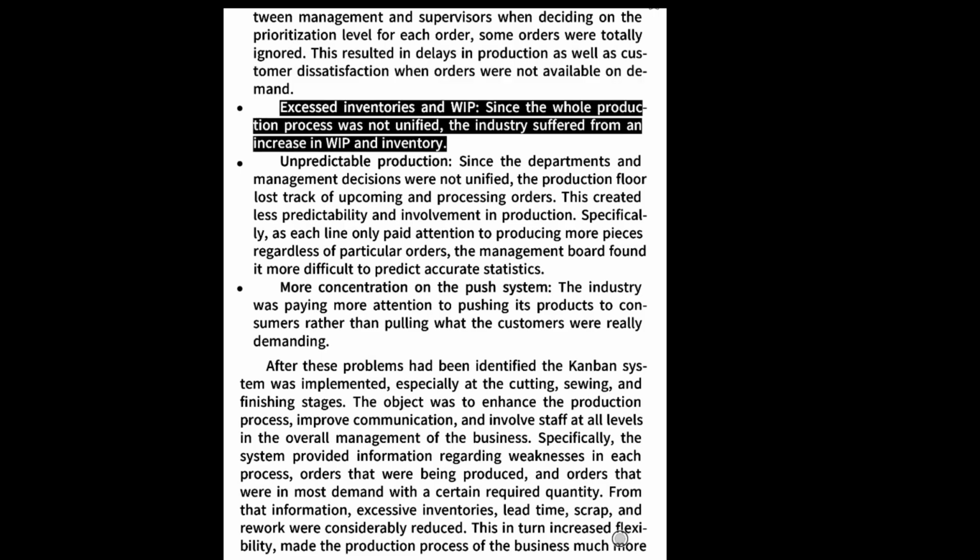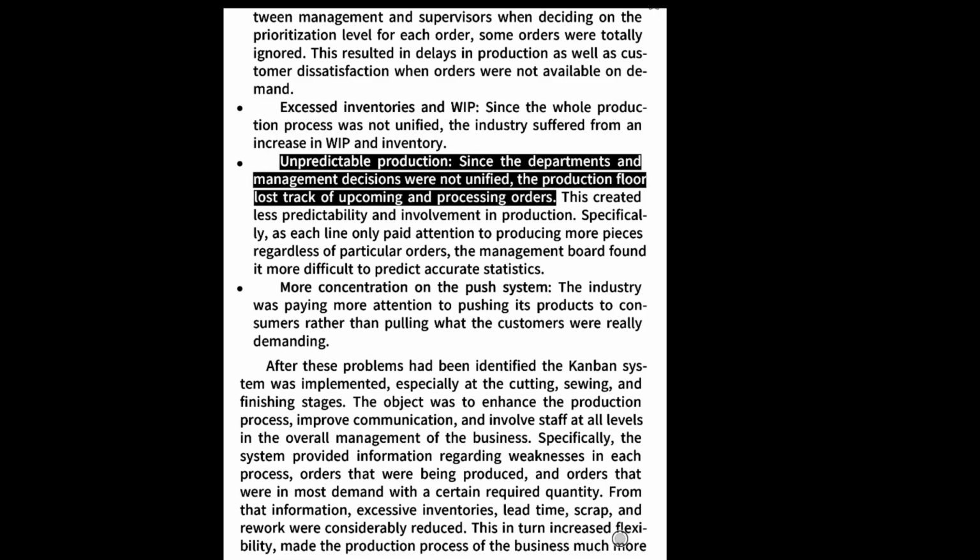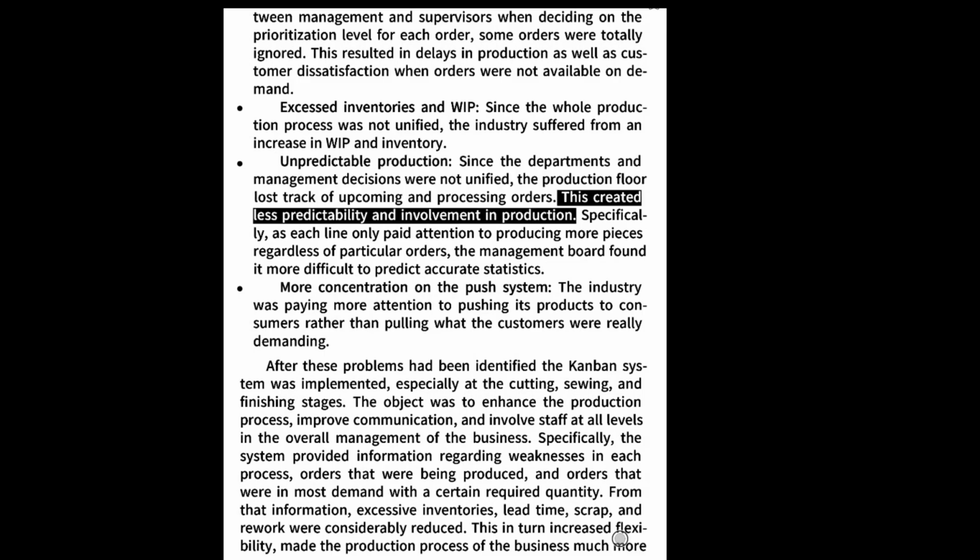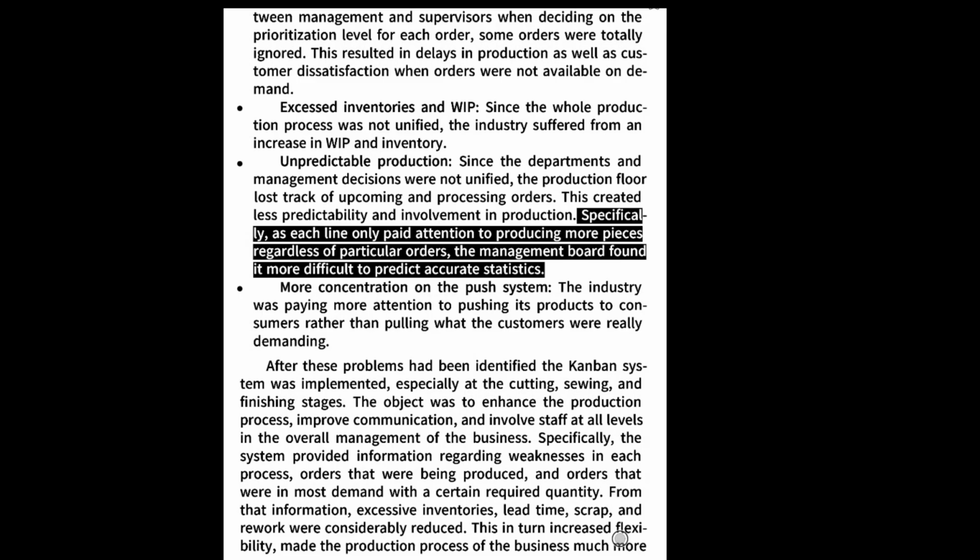Excess inventories in WIP. Since the whole production process was not unified, the industry suffered from an increase in WIP and inventory. Unpredictable production. Since the departments and management decisions were not unified, the production floor lost track of upcoming and processing orders. This created less predictability and involvement in production. Specifically, as each line only paid attention to producing more pieces regardless of particular orders, the management board found it more difficult to predict accurate statistics.